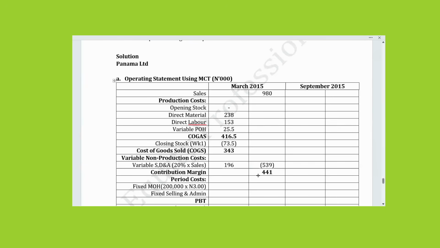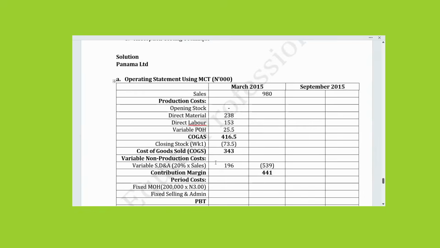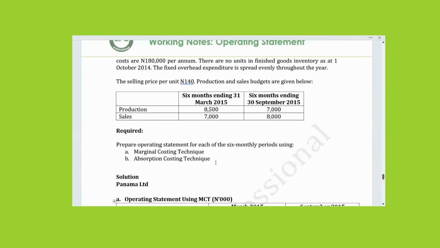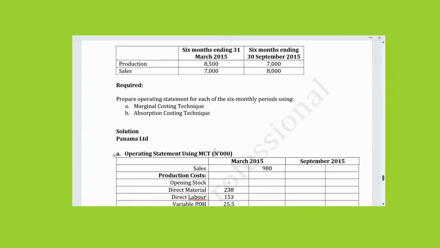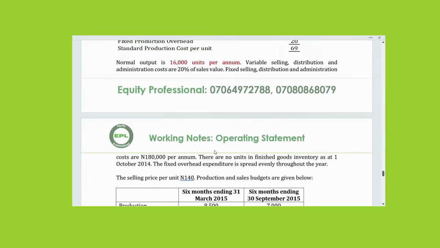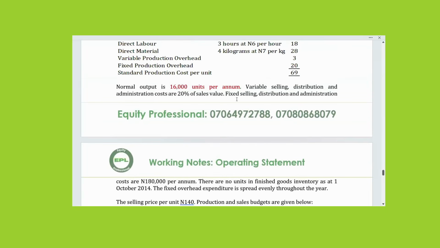441. That's contribution margin. We then less period cost. We go back to the question to check the fixed cost given to us. According to the question, we are told that the fixed production overhead is 20 naira per unit. That's a fixed overhead absorption rate.